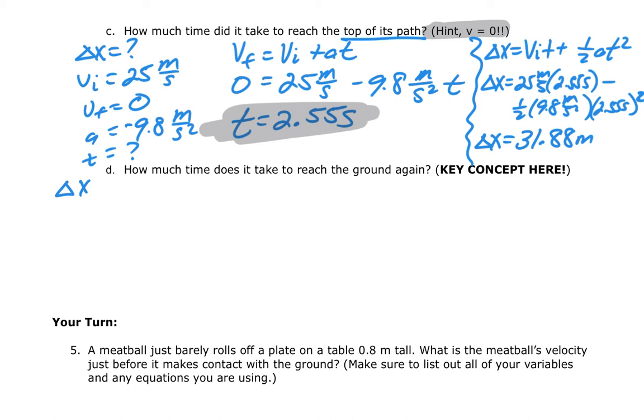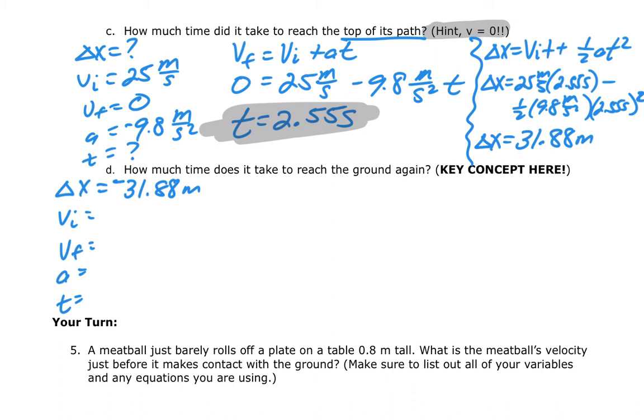Now we want to know how much time it takes to come back down. So I know my delta x. We're going to talk about that in a second. I know my v initial. I don't know my v final, and I don't know the time. You might be tempted to put that delta x is 31.88 meters. But remember, it's going down now. So that needs to be a negative.